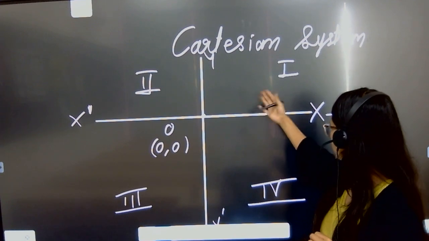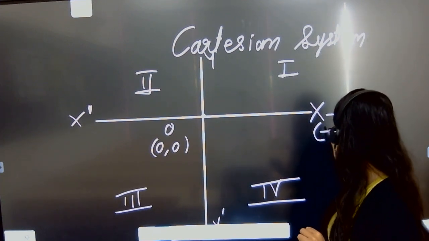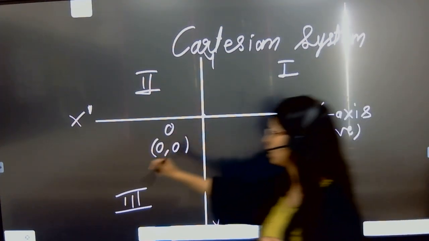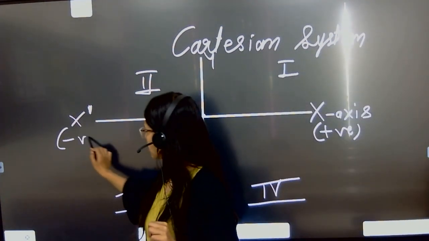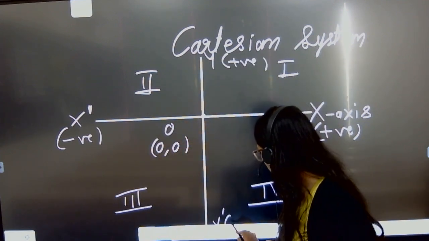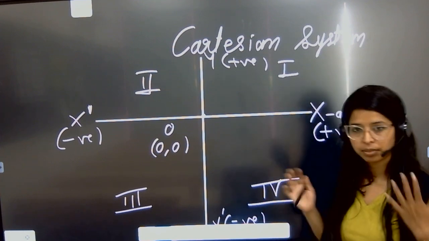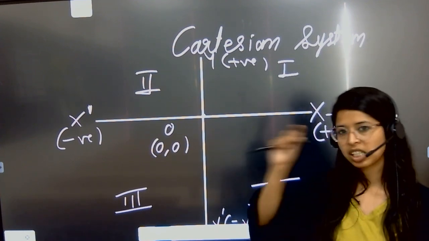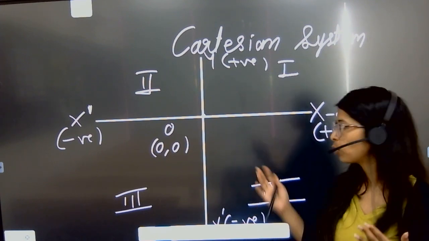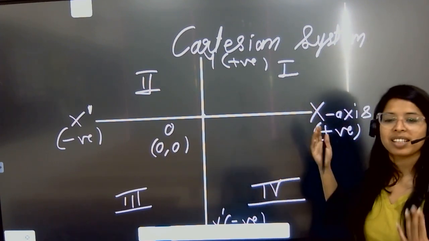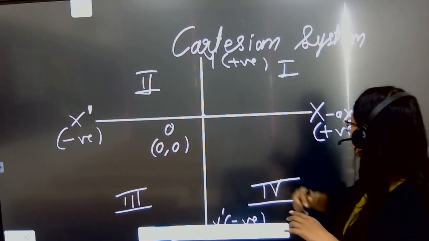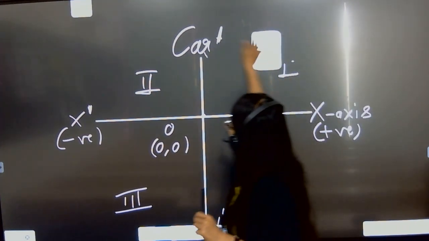Now let's see what happens in each part. As I told you, this part is the positive value, and on the left hand side this is the negative value. Same as this is our positive value, and this one is our negative value. So the question can come: okay, these are the coordinates, now tell us in which quadrant it lies. So we have to identify whether it is in the first, second, third or fourth quadrant.